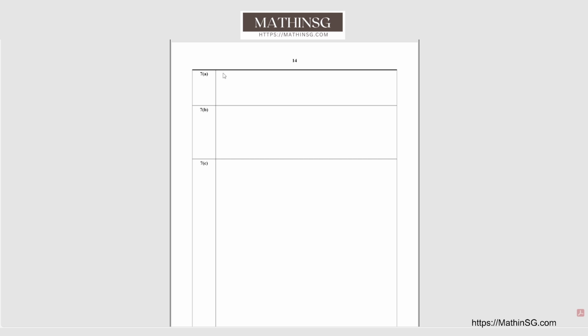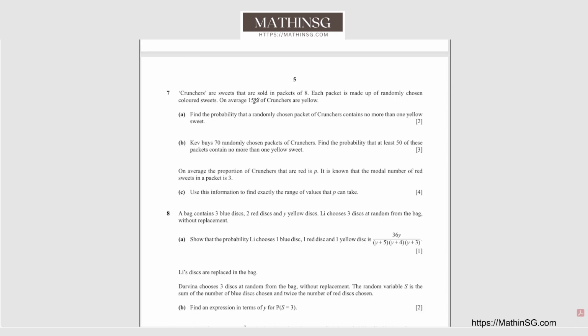So we'll say let X be the number of yellow crunches out of 8. So X takes a binomial distribution of what's the probability of one cruncher being yellow? Well, it is 15%, so it's 0.15.